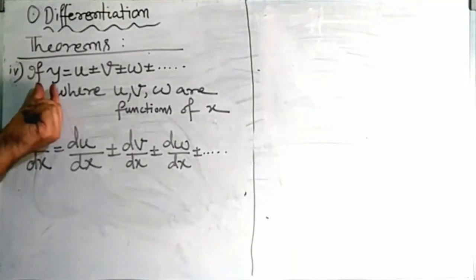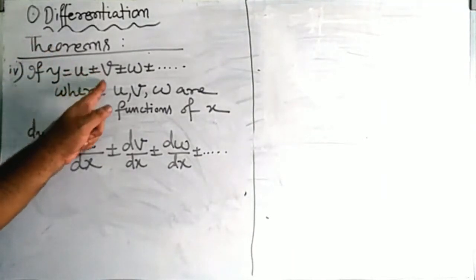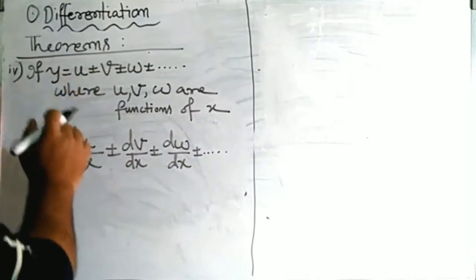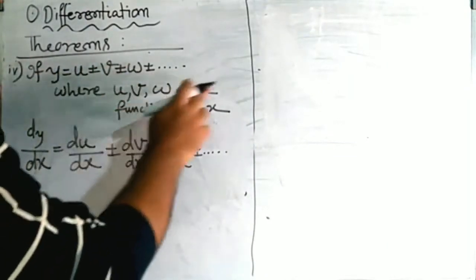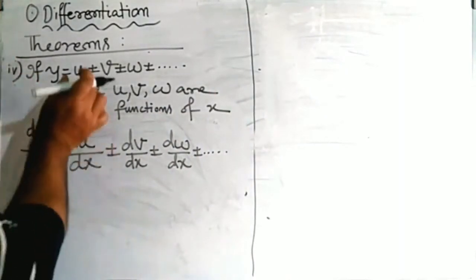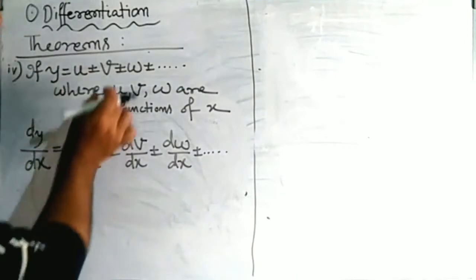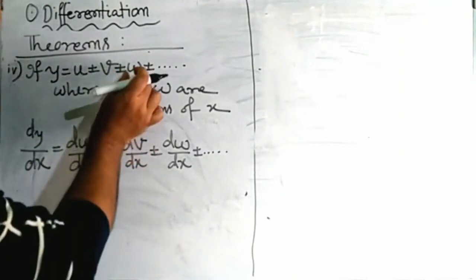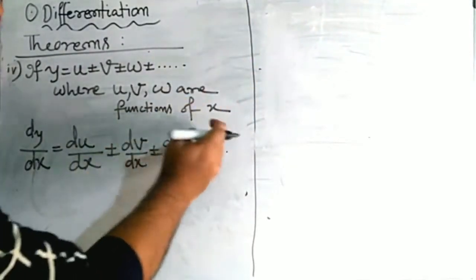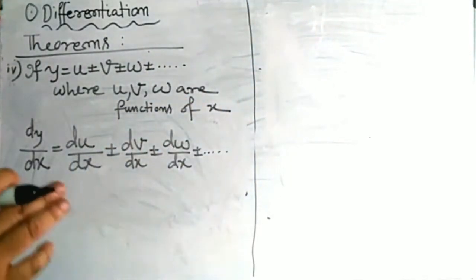If y is equal to u plus or minus v plus or minus w plus or minus, like that, if many combinations of plus and minus are there, where u, v, w, etc. are also functions of x, then the differentiation of y is equal to the differentiation of this part with respect to x plus the differentiation of this part with respect to x, and so on, however many there are. So we can take individual differentiations.